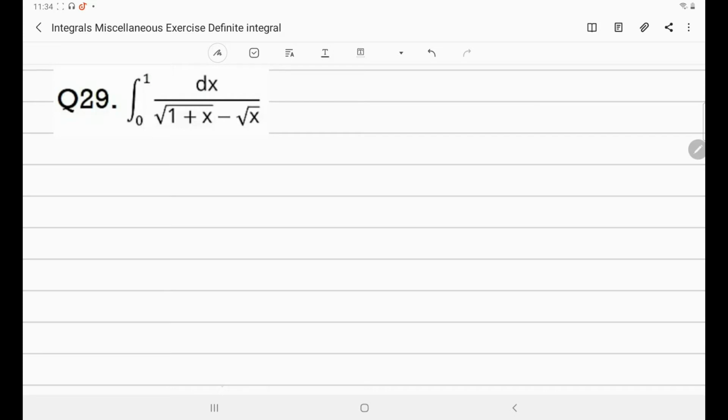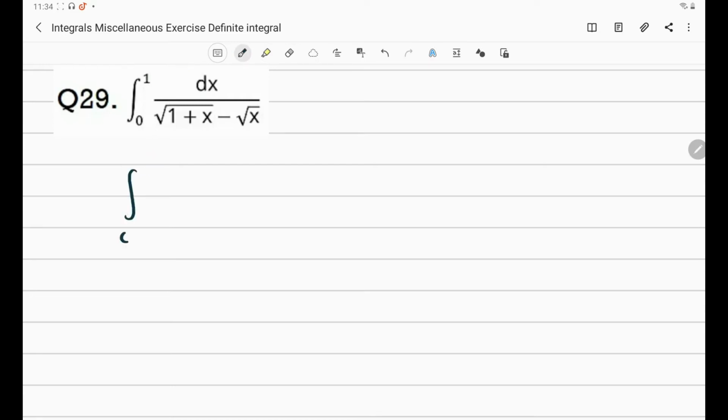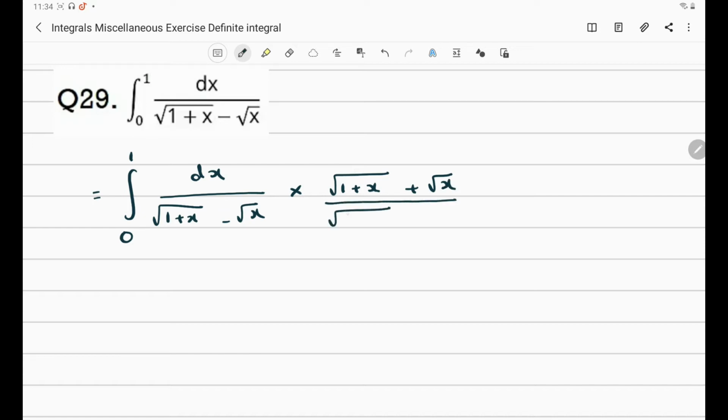Hi everyone. In this session, we will discuss the definite integral problems from the miscellaneous exercise of the chapter integrals. Question number 29. Integral 0 to 1 dx divided by square root of 1 plus x minus root x. So, this can be simplified by rationalizing the denominator. So, we can write it as integral from 0 to 1 dx by square root of 1 plus x minus root x. We rationalize the denominator by multiplying with root 1 plus x plus root x. So, we multiply and divide with root 1 plus x plus root x.